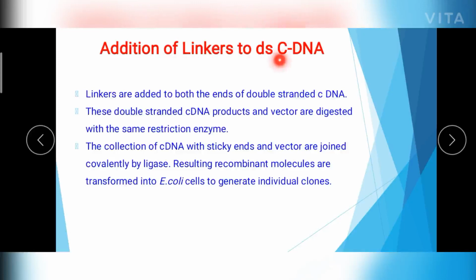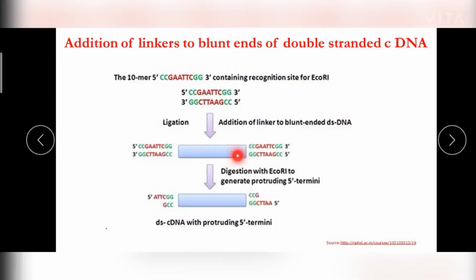Once you have generated the double stranded complementary DNA, the next step is addition of linkers. The purpose of adding linkers is that it converts blunt ended molecules to sticky ended. Our double stranded DNA is blunt ended, so when you add linkers on either side and cut with the restriction enzyme, it produces double stranded complementary DNA with 5' protruding ends, or 5' sticky ends.